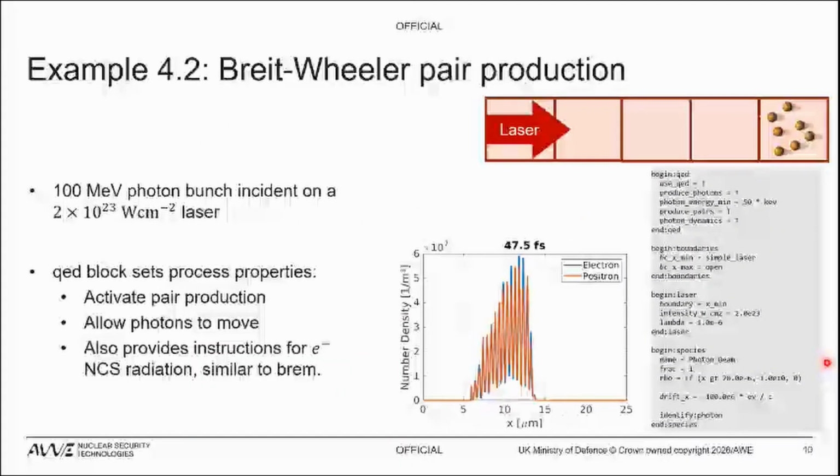Breit-Wheeler pair production, we can set up a test for this by shooting a bunch of photons at a laser pulse. So this is our photon beam species. We give it some drift equivalent to a 100 MeV photon bunch, hitting a laser of 2 × 10 to the 23 watts per square centimetre. And we can look at some of the electrons and positrons that they create, looking at the number density.